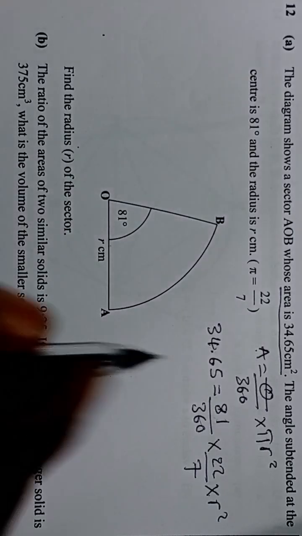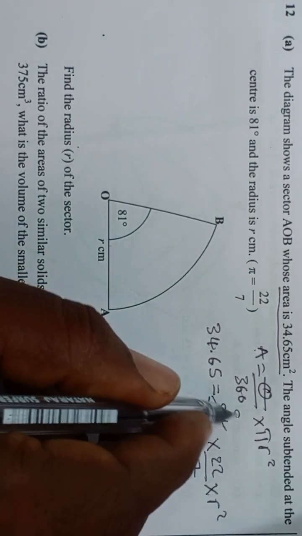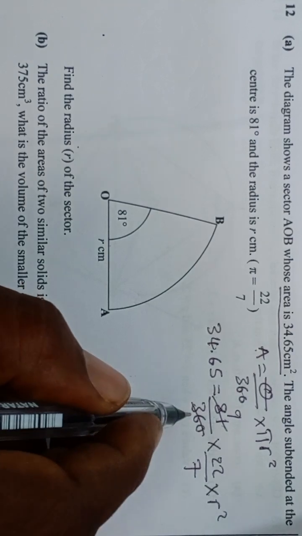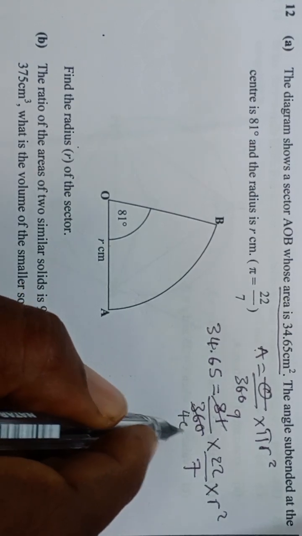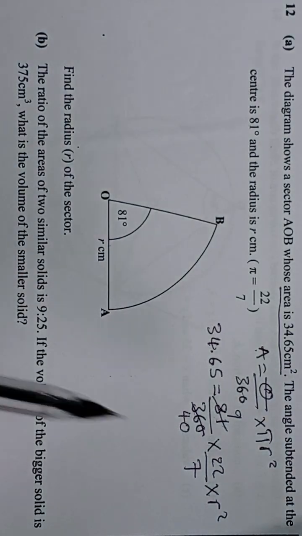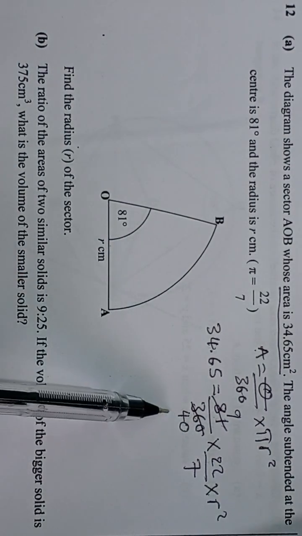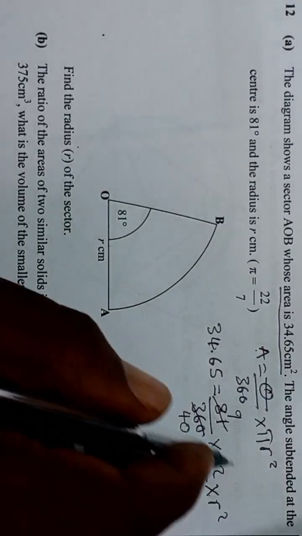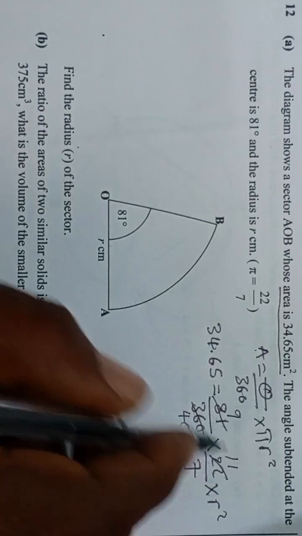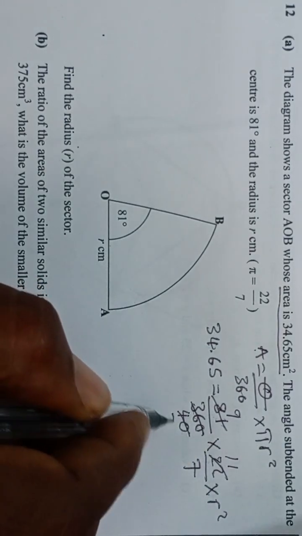So that is 9. 9 into 81, it is 9. 9 into 36, it is 4. 9 into 0, it is 0. Again, we have a number that can go into 22 and 40 without leaving a remainder. So that is 2. 2 into 22, 11. 2 into 40, 20.